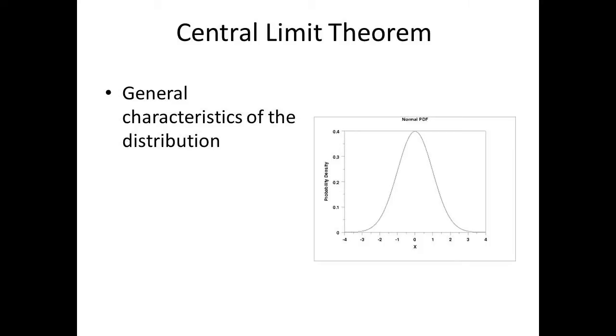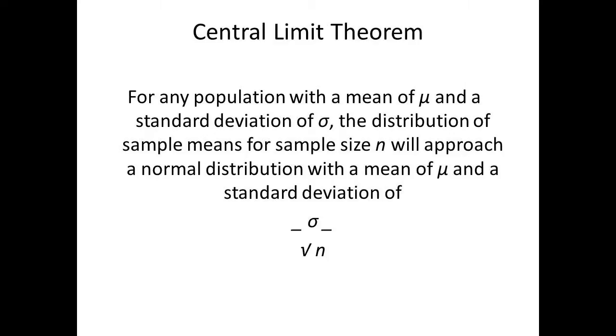And the good news is, through the magic of mathematics, what we found for our particular sampling distribution is actually the way almost all sampling distributions turn out. And that's governed by what's called the central limit theorem, which is a mathematical theorem that basically says for any population with a mean of mu and a standard deviation of sigma, the distribution of sample means for sample size n will approach a normal distribution with a mean of mu and a standard deviation of sigma over root n.